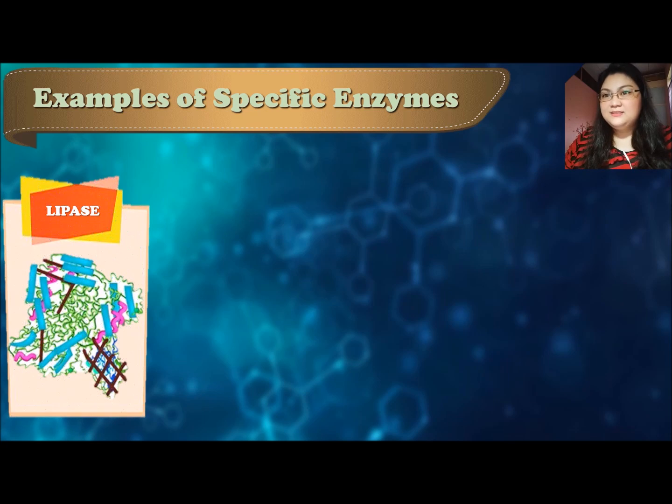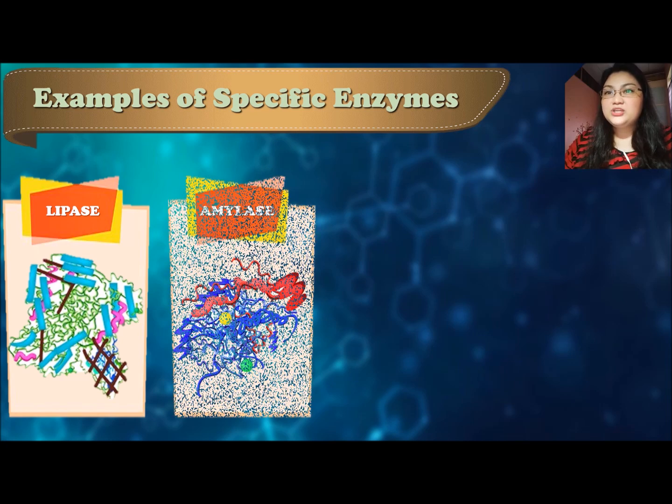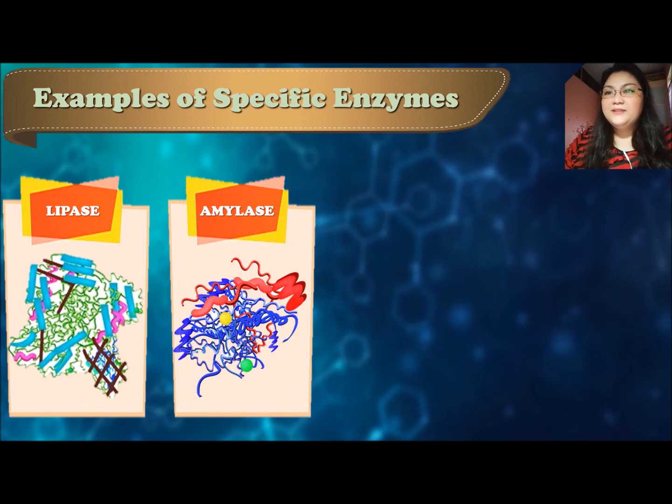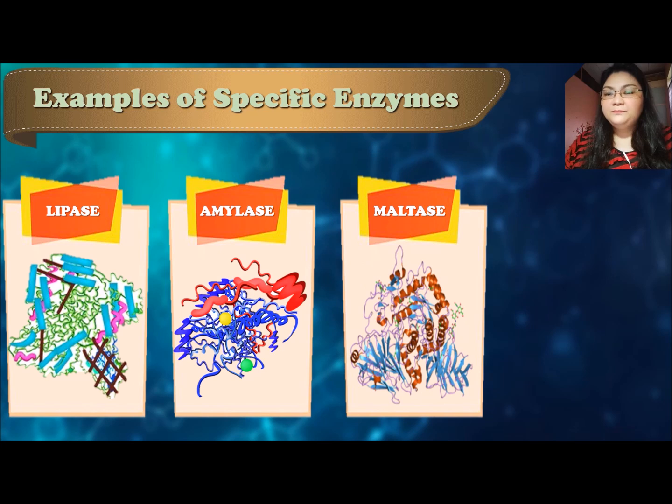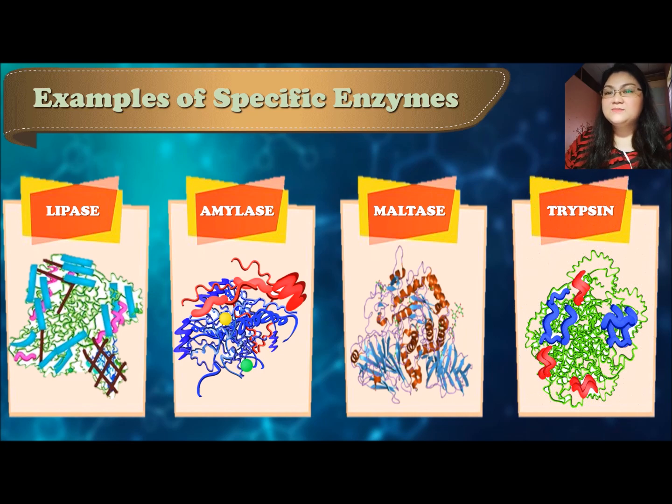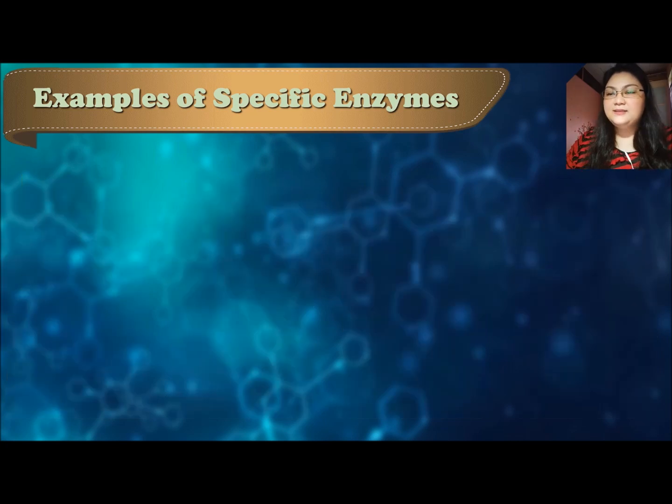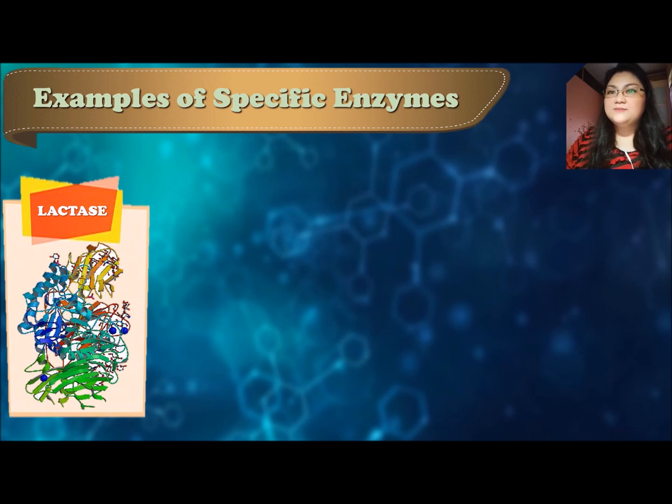First, we have lipase, a group of enzymes that help digest fats in the gut. Amylase helps change starches into sugar. Amylase is found in saliva. Maltase, also found in saliva, breaks the sugar maltose into glucose. Maltose is found in foods such as potatoes, pasta, and beer. We also have trypsin, found in the small intestine. It breaks protein down into amino acids. We also have lactase, also found in the small intestine. It breaks lactose, the sugar in milk, into glucose and galactose.